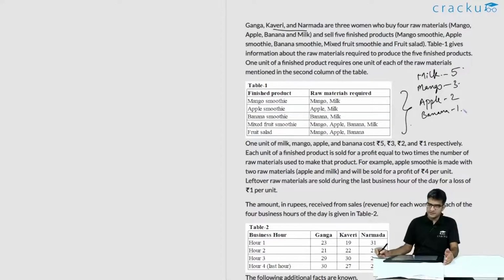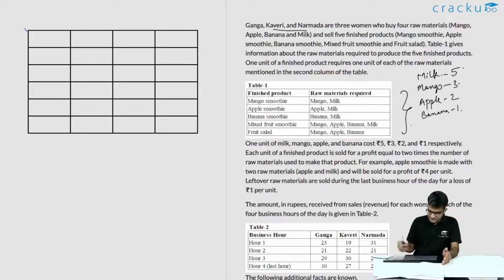So if you're trying to calculate the cost price of each of these finished products, let us first draw a table so that we can put that information there. It will look something like this. The first one is a mango smoothie. This is the cost price, this is the profit per unit of the finished product and this is the selling price. Then we have apple smoothie, then we have banana smoothie, we have mixed fruit smoothie and finally we have the fruit salad.